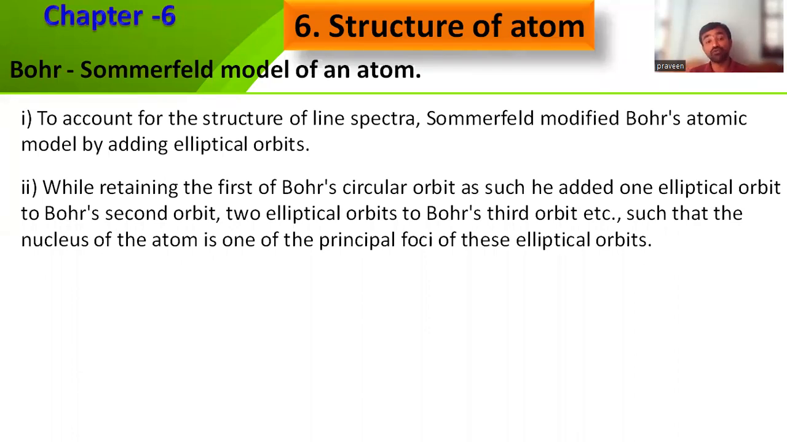The nucleus of the atom is one of the principal foci of these ellipses. For a circle, you have only one center, but an elliptical orbit has two foci, which act like the center. The orbit is the movement of the electron around a point. So it consists of two foci, and at one of the foci the nucleus is situated.